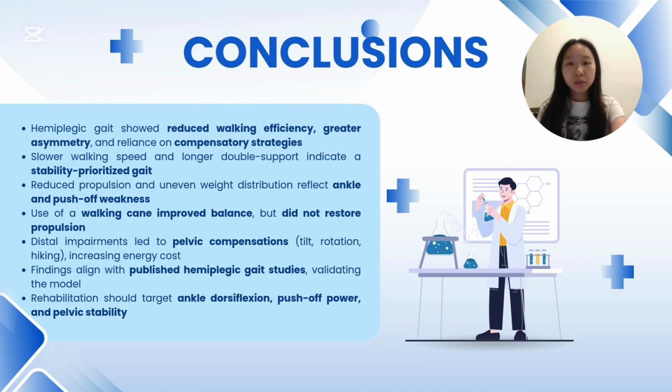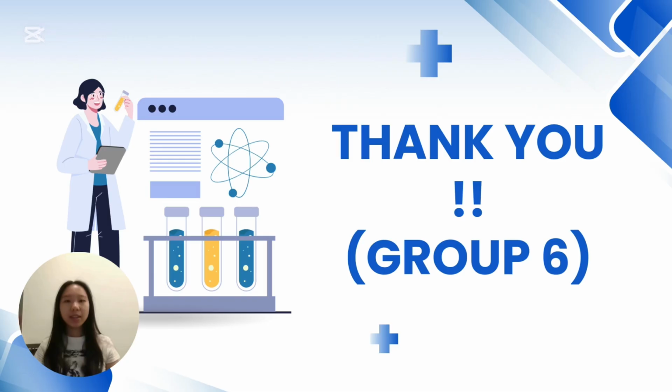In conclusion, hemiplegic gait shows reduced efficiency, increased asymmetry, and relies on compensatory strategies. Slower walking speeds and reduced propulsion reflect ankle weakness. Although a cane might improve stability, it does not restore push-off. Overall, the findings are aligned with published studies and highlight the importance of improving ankle function and pelvic stability in rehabilitation. That's all from us.